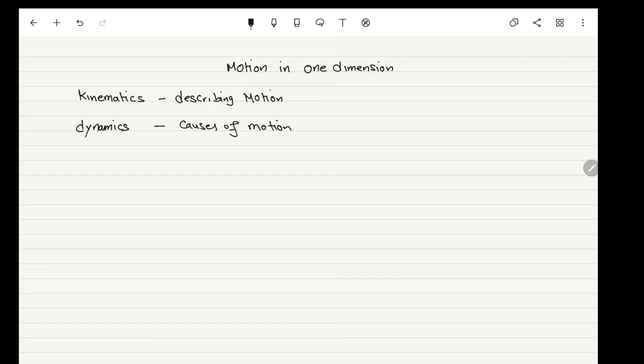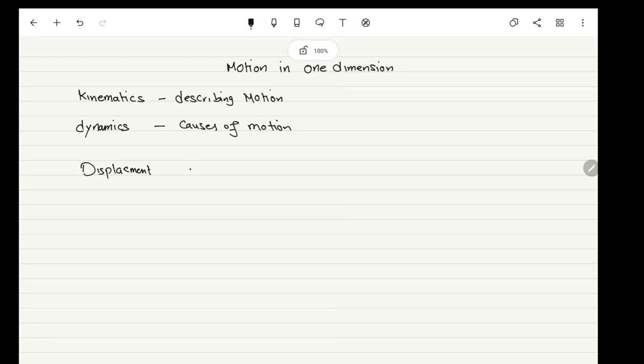motion. If the object is moving in the horizontal direction, we use the x-axis, while if the object is moving in the vertical direction, we use the y-axis. Let's start by defining displacement. So displacement is defined as the change in position during some time interval.